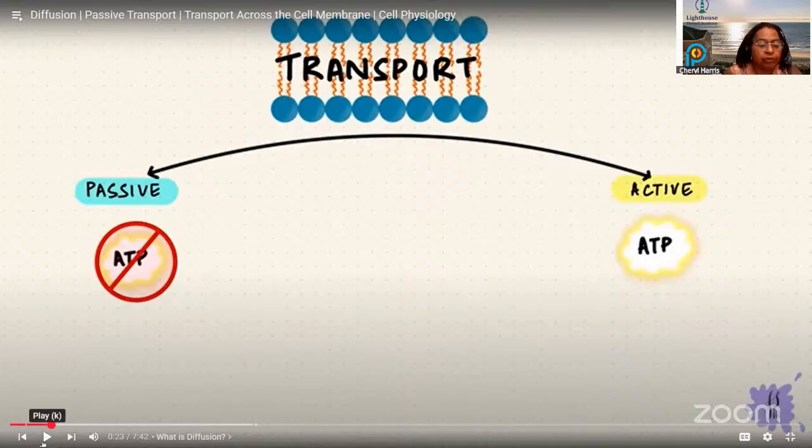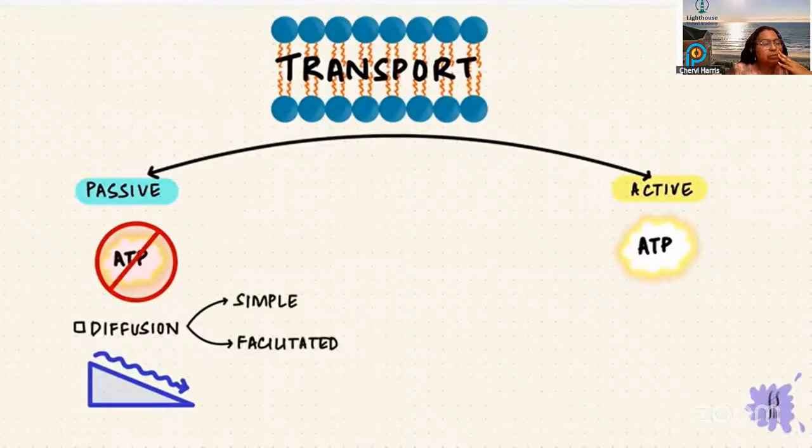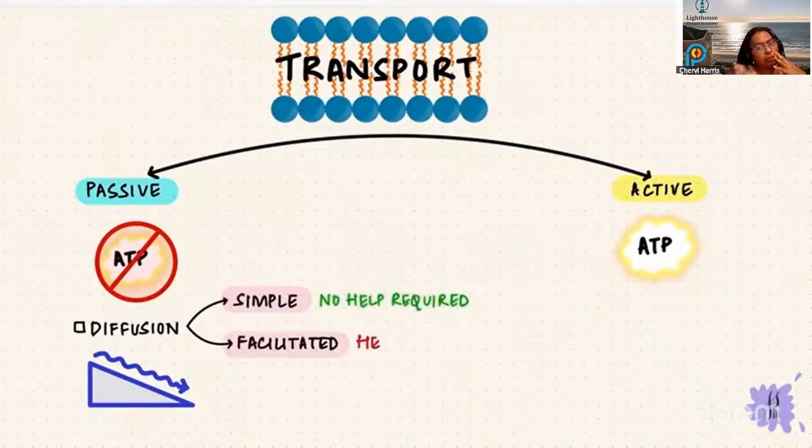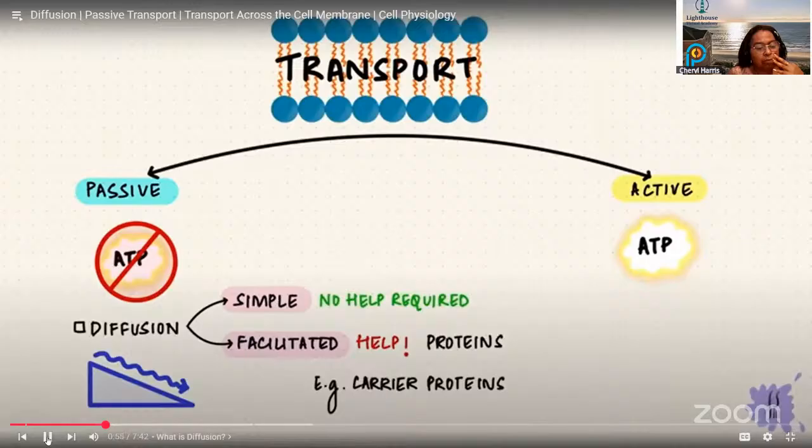back and forth. Diffusion is a form of passive transport, and why it's passive is because the movement is along a concentration gradient. Across the cell membrane, diffusion can happen in two ways, simple and facilitated diffusion. In simple diffusion, the substance doesn't need help getting across the membrane, while in facilitated diffusion, it needs help, like from proteins. An example of this would be the carrier proteins. We'll get to the different ways in a bit, but first let's see what diffusion is.